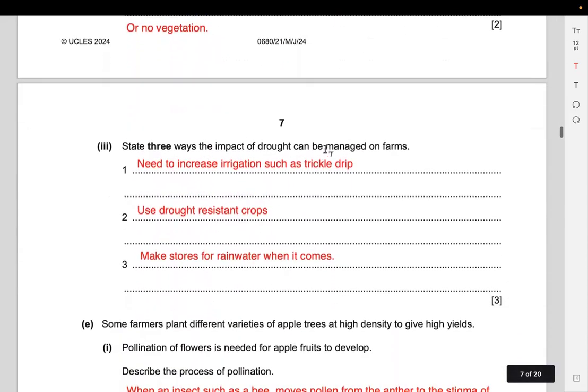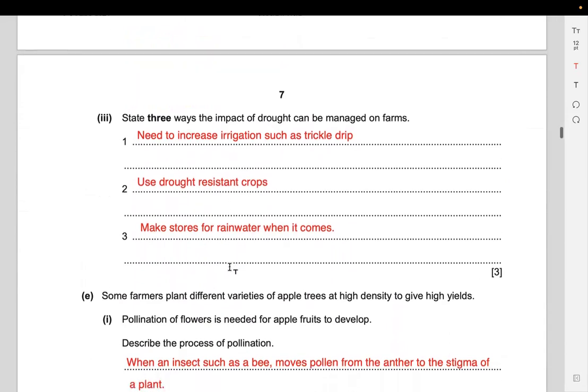3 ways the impact of drought can be managed on farms. Now, when they're talking about managing the impact, it can be preventative, right? It doesn't have to be, oh, you've got a drought now, what are you going to do? Managing the impact of something can be preventative measures. So increase irrigation, such as trickle drip. It's always good to give an example of an irrigation if you mention it. Use drought resistant crops and make stores for rainwater, so rainwater harvesting.